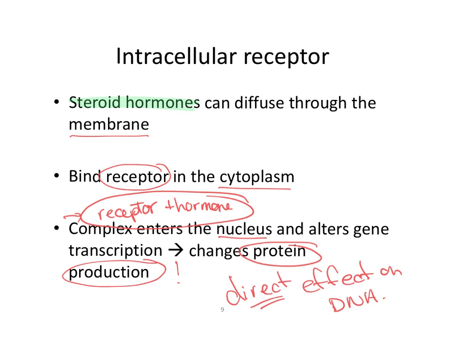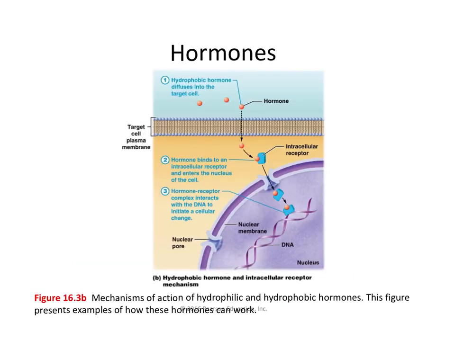And of course, this is shown in the next figure. This figure should say steroid hormones, but anyway, this figure is going to show you how a hormone that is a steroid hormone can slide through the plasma membrane, bind its receptor in the cytosol. Together, they move into the nucleus, where they're going to change how the DNA behaves and cause changes in protein production.